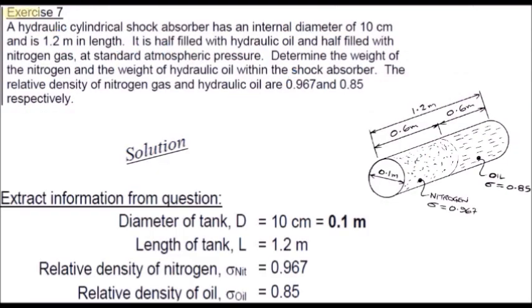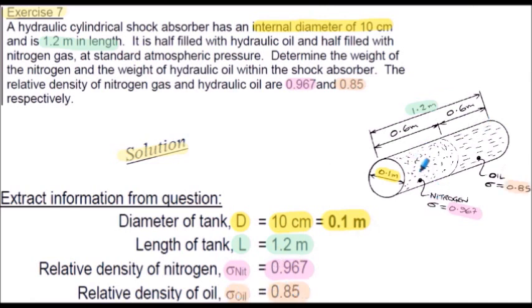Exercise 7, solution. Extracting the information from the question, we know the internal diameter of the shock absorber, capital D here, is 10 centimeters. Converted that into meters, 0.1 meters. The length of the cylinder, or length of the tank here, capital L, 1.2 meters. And the relative density of nitrogen, 0.967. So sigma for nitrogen is 0.967. And the relative density of the oil is 0.85. Sigma for the oil, 0.85.